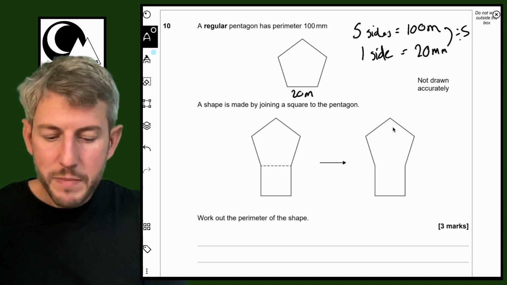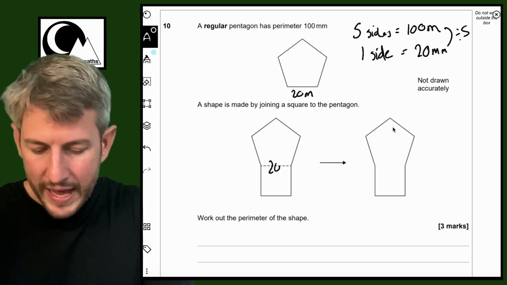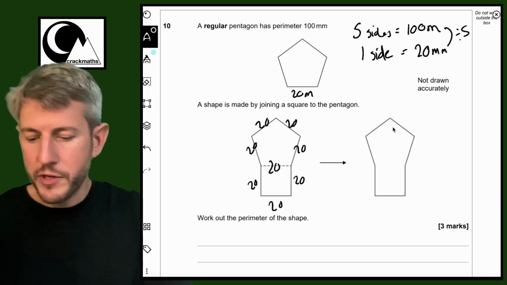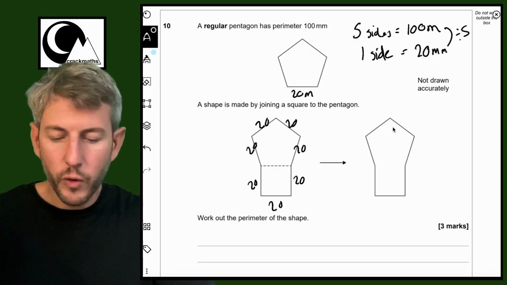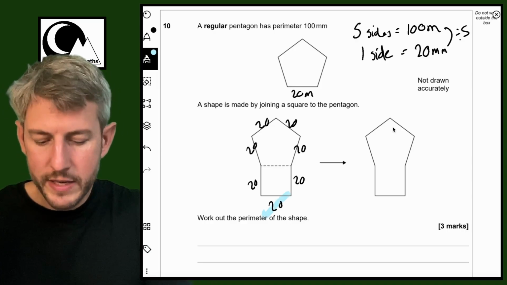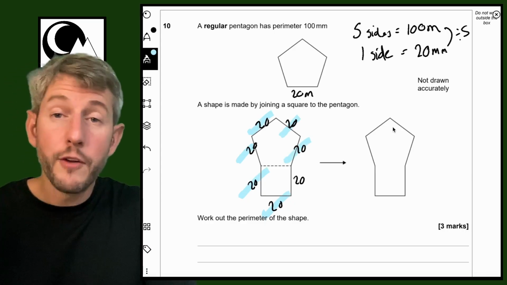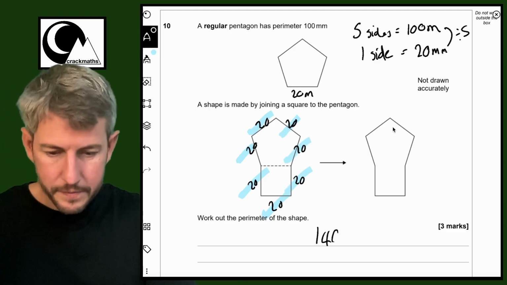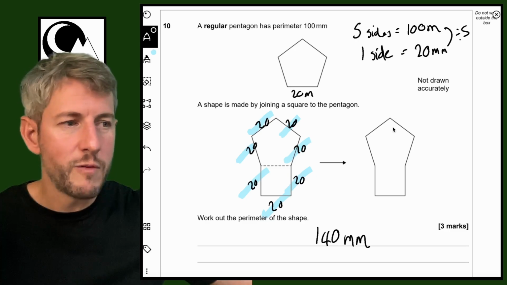Now, a shape is made by joining a square to the pentagon, so presumably the square has each side of 20. So here we go. Work out the perimeter of the shape. Well, we don't see that 20, so essentially we've just got all of these sides which are 20. So let's count that up. We've got 20, 40, 60, 80, 100, 120, 140. So that's going to be 140 millimeters for the perimeter, because perimeter means the distance around the outside.